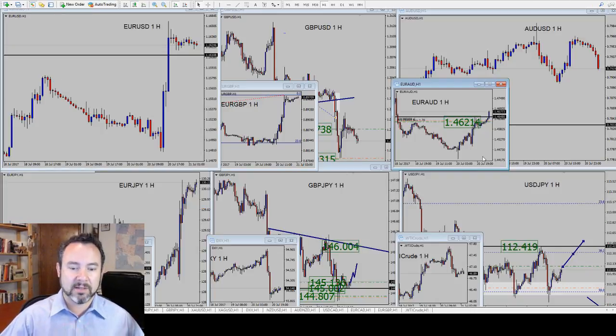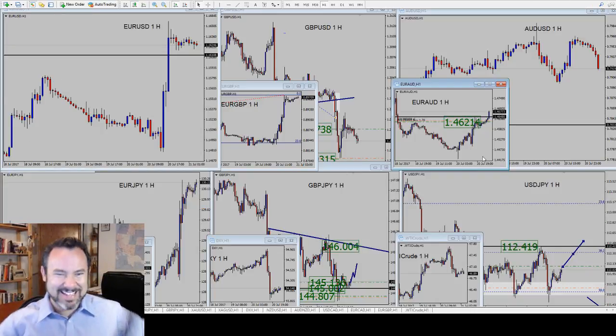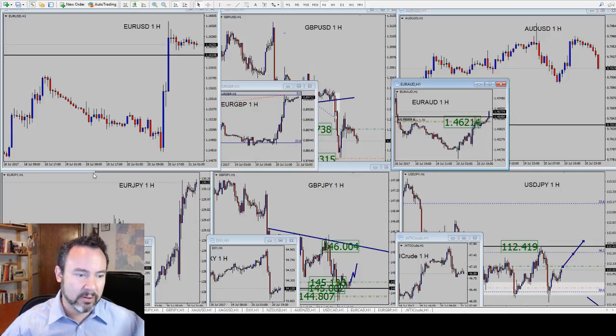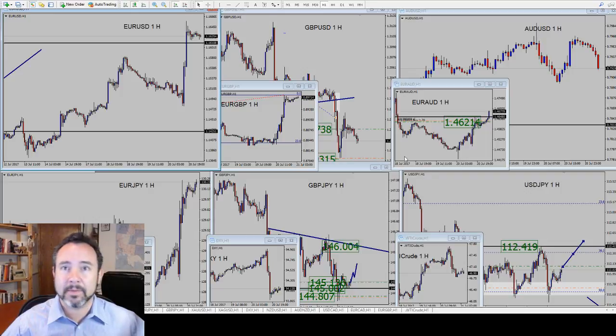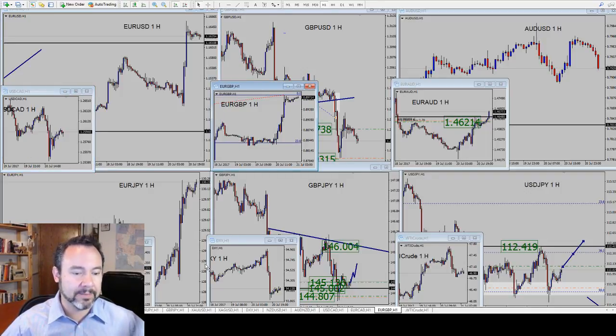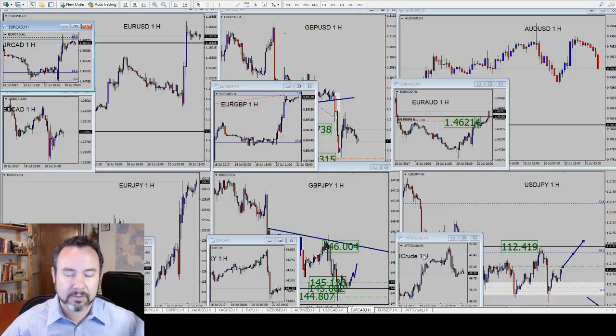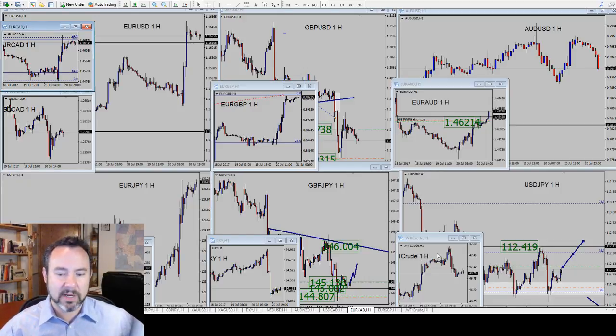Euro Aussie long. Pound dollar long, yeah. Yeah, it burnt me earlier. I'm not a big fan of the pound dollar, as you probably know. But I'm in it. I'm in it to win it. I'm avoiding gold and silver right now. I'm not in any Canadian dollar-based pairs.